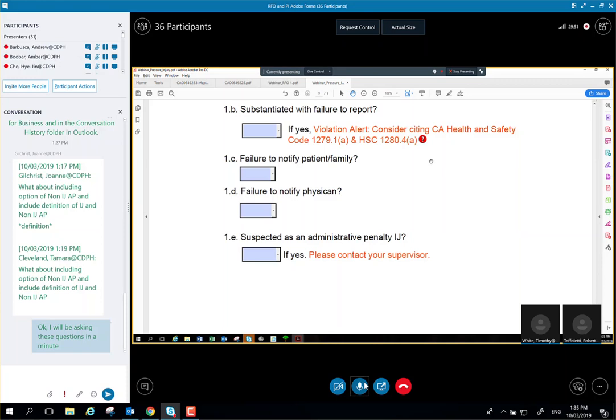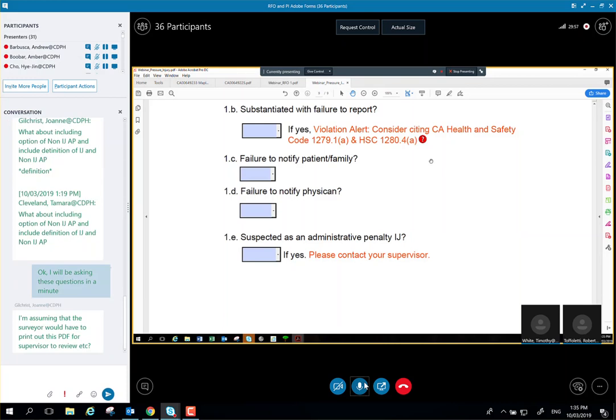And so, yes, I think it would be prudent to add the non-IJ as well as IJ administrative penalty, so that you can at least have it flagged that that's a possibility.